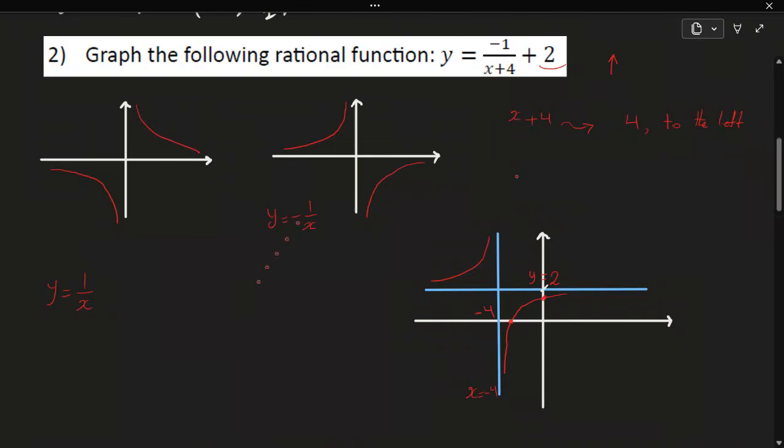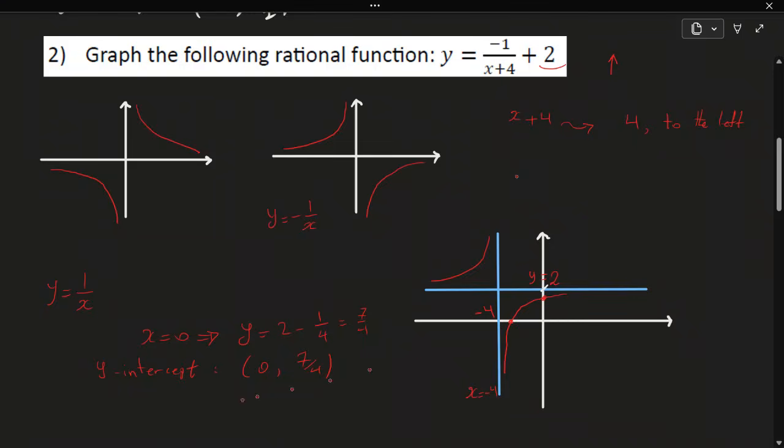We can see that in our graph, if x is 0, then y becomes 2 minus 1/4, or a little bit below 2. So this is 7/4. The y-intercept is when the graph intersects the y-axis. The y-intercept is 0 and 7/4.